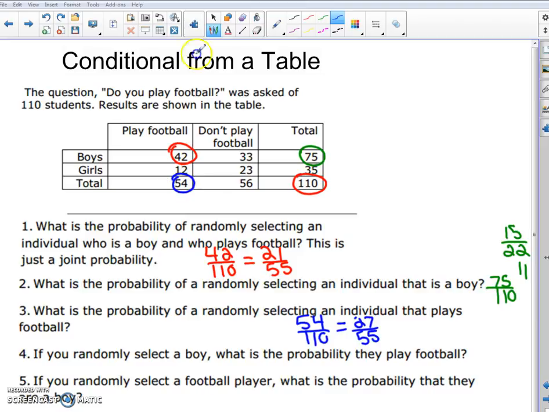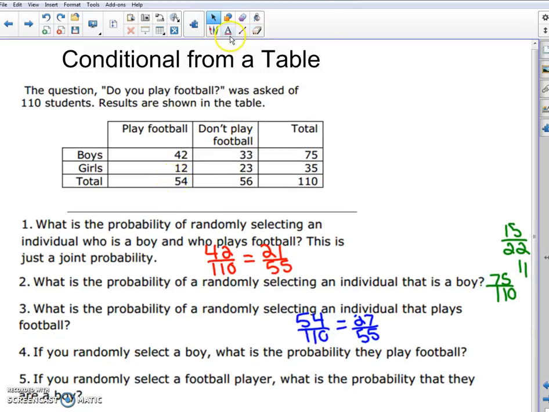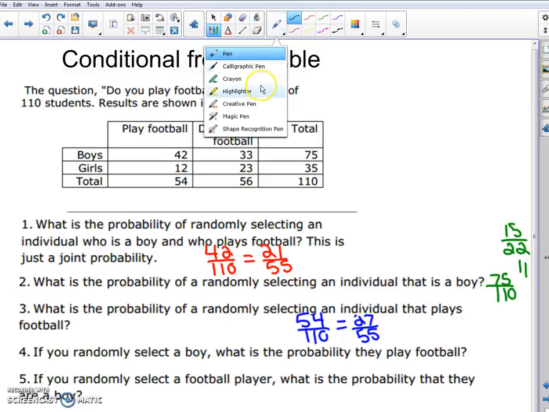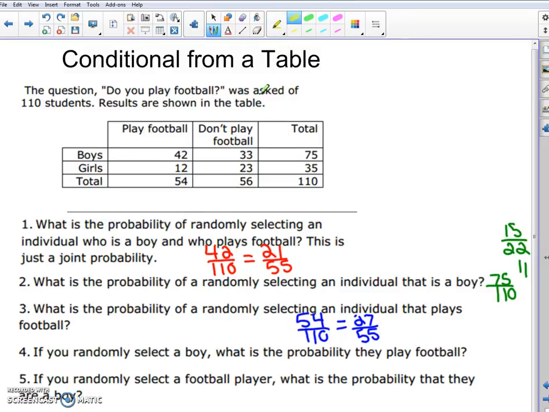Okay. Now we're going to take a look at problem number 4 and 5. Now these ones are a little bit different. They are conditional. So we got to be a little careful as we start these problems. So first off, number 4 says, if you randomly select a boy, right? What is the probability they play football? So on this problem, I'm not looking at everyone. I am just looking at boys.